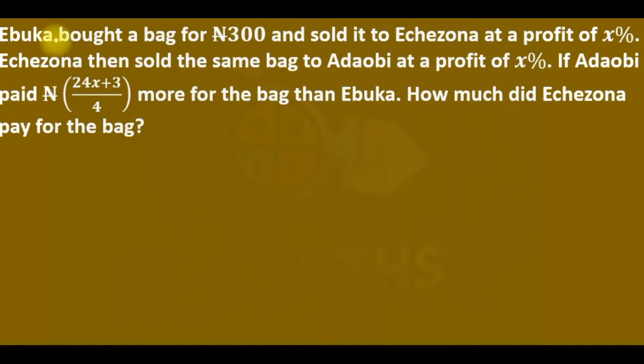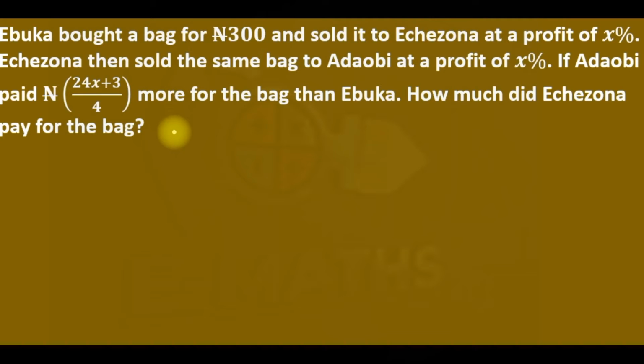So we are asked: Ebuka bought a bag for 300 and sold it to Echezona at a profit of x%. Echezona then sold the same bag to Adobe at a profit of x%. If Adobe paid (24x + 3)/4 naira more for the bag than Ebuka, how much did Echezona pay for the bag? Okay, the question is simple.